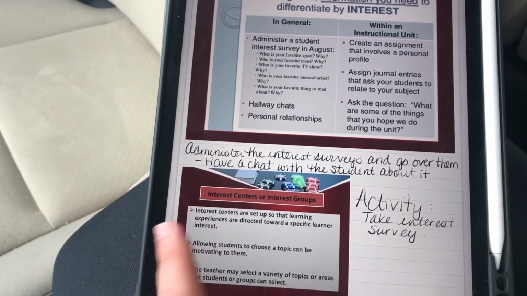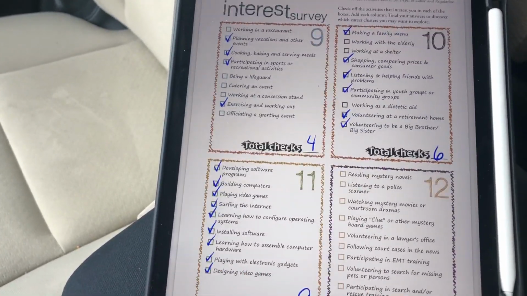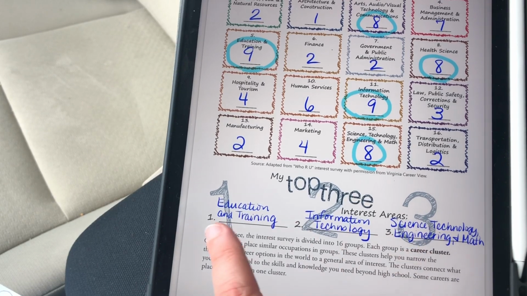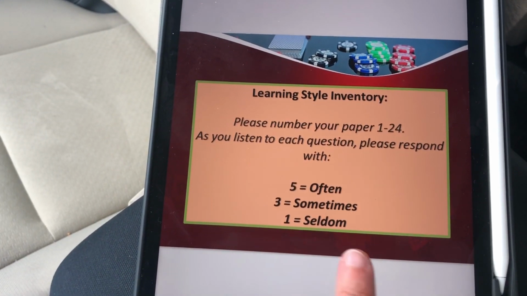So we did some interest surveys. This is the interest survey that we did, and after we did that, we had to tally it all up and decide what our top 3 interest areas were. These are mine. And then we did a learning style inventory.